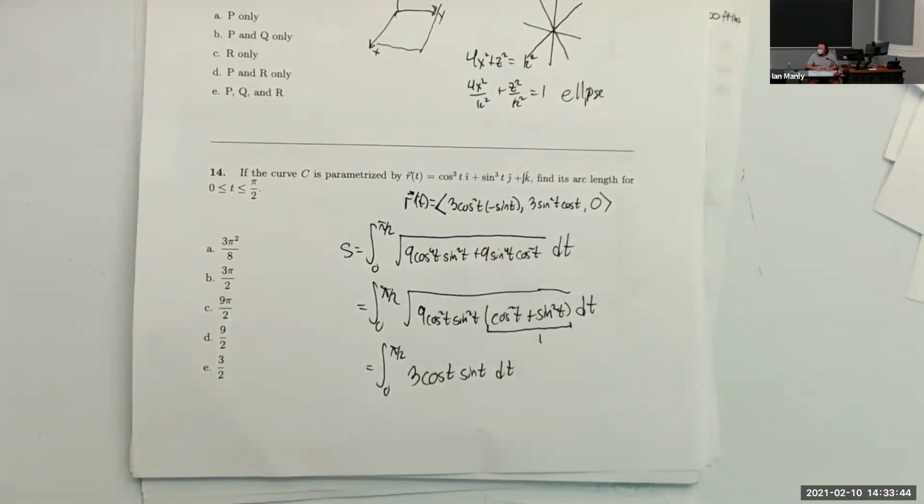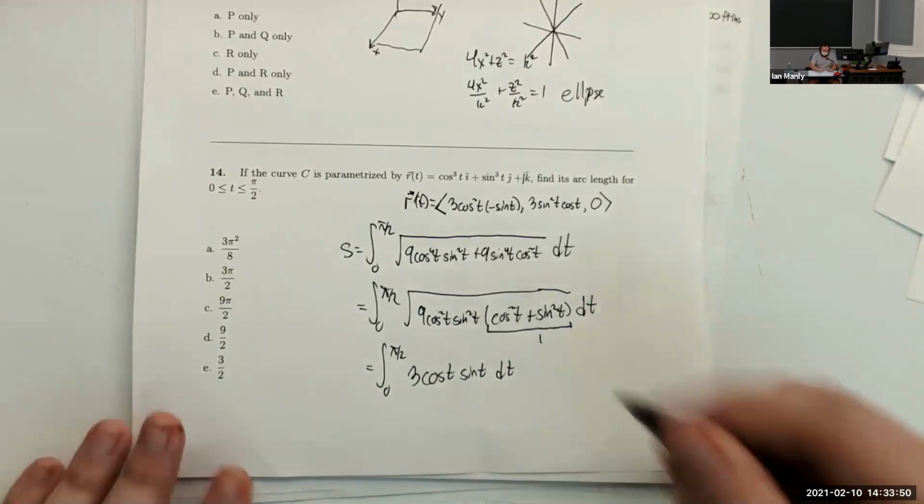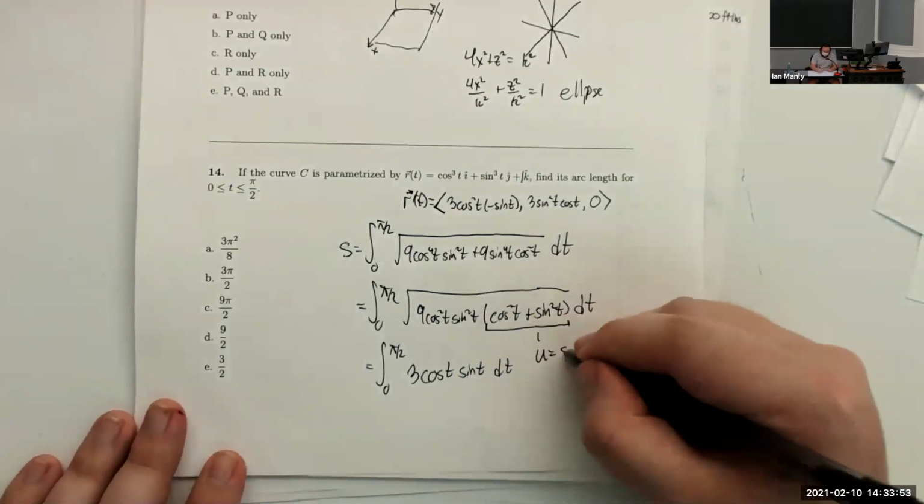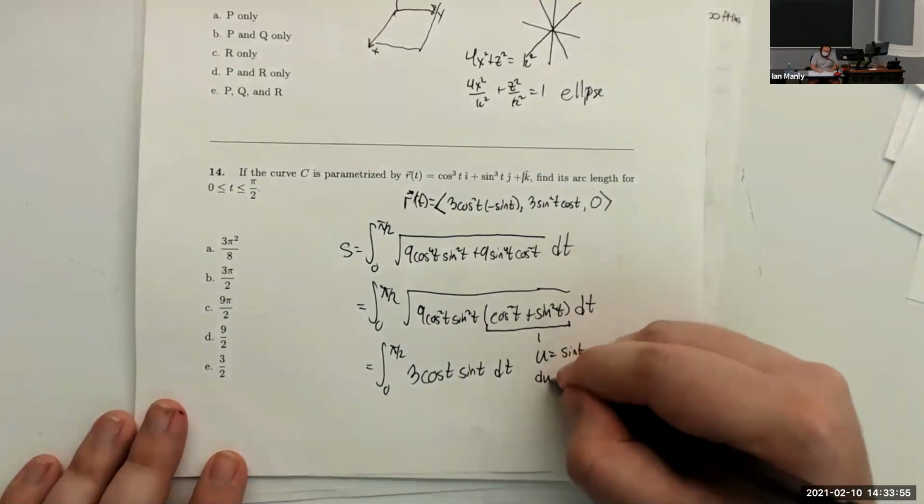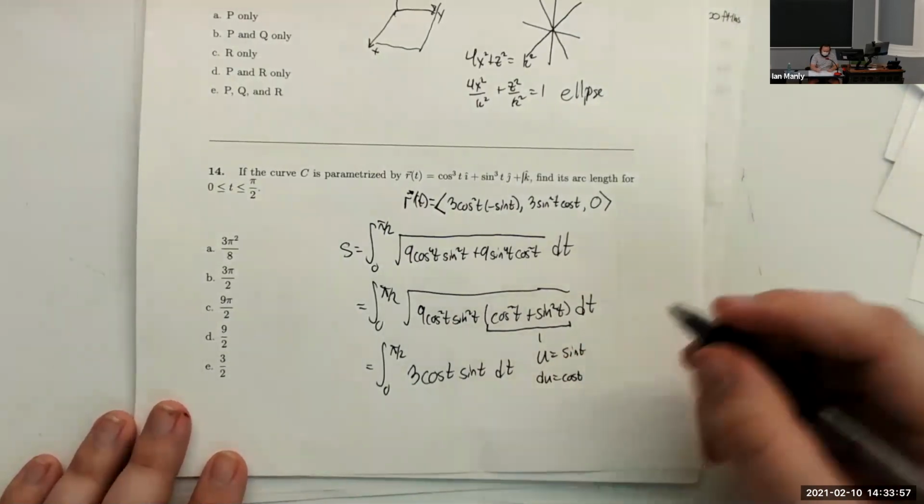Does anyone know how to do this integral? How do we do this one? Yeah, it looks like u sub might be a good option here. Let's do that. U is going to be sine of t, and du will be cosine. Although we could have done it the other way too. That would have also worked.